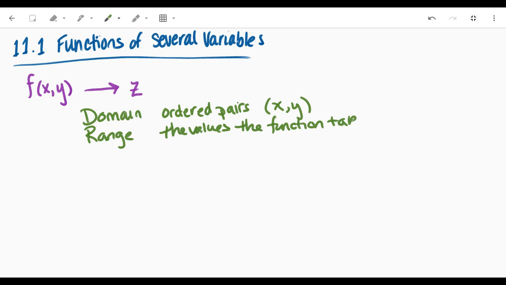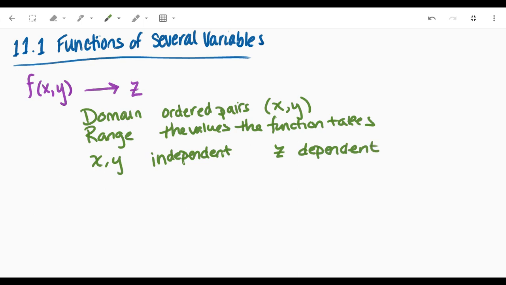Your x and y are going to be your independent variables. So you have two inputs, and z is your dependent variable.